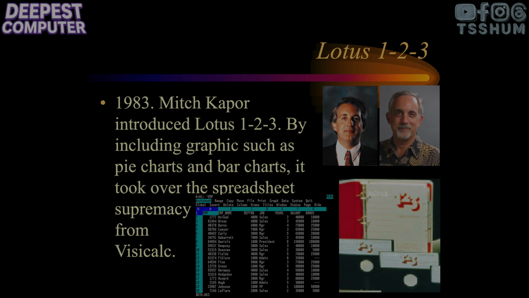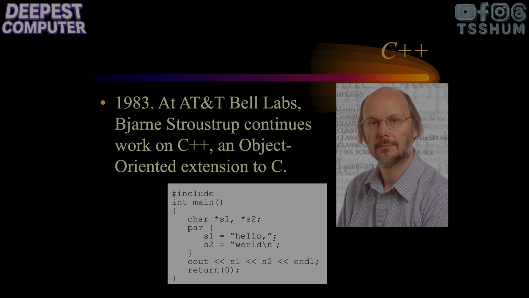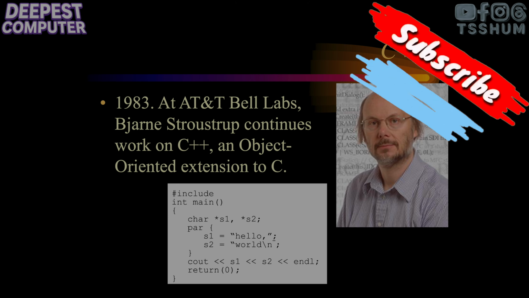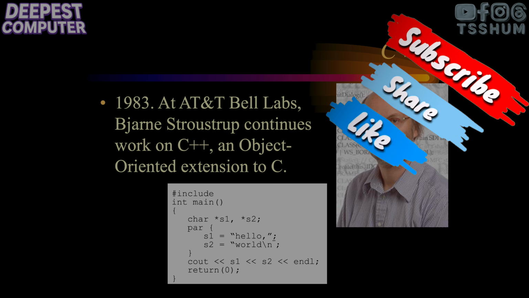Mitch Kapor introduced Lotus 123 in 1983. It quickly took over spreadsheet supremacy from Visicalc by including graphics like pie and bar charts. The year 1983 also saw the completion of the TCP/IP switchover, which formally marked the creation of the global internet. In 1983, at AT&T Bell Labs, Bjarne Stroustrup continued his work on C++. This was an object-oriented extension to the C programming language.